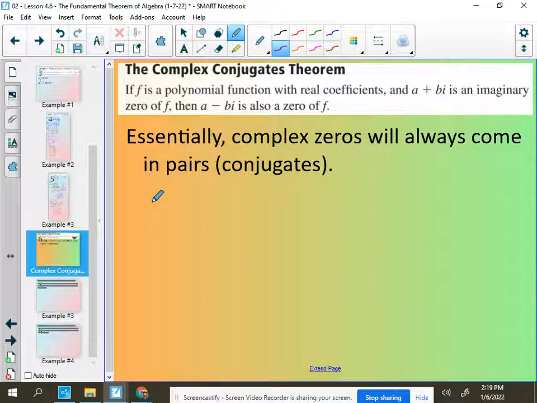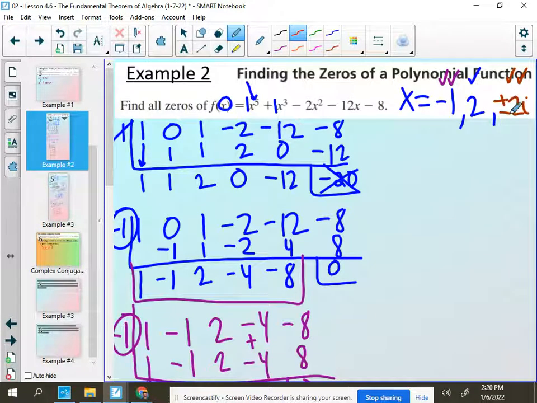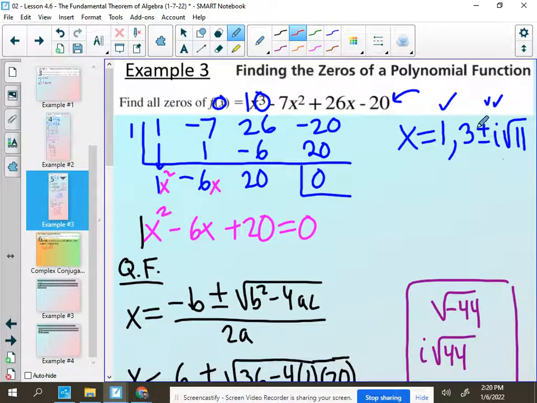Basically what we're taking away from this is they come in pairs. Complex zeros are always going to come in pairs, or conjugates. So if 3 plus i square root of 11 is one of your zeros, guess what? 3 minus i times the square root of 11 is also one of your zeros. You can't have one without the other. It worked with the other example too. With example 2, we saw positive 2i and negative 2i; it had to be there.